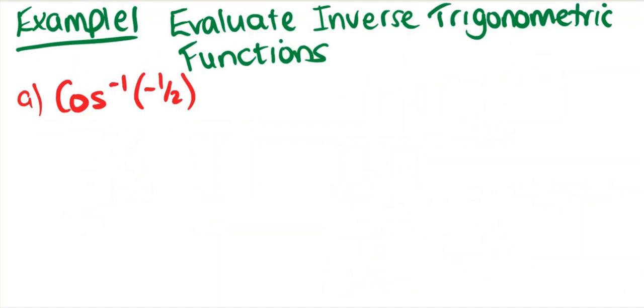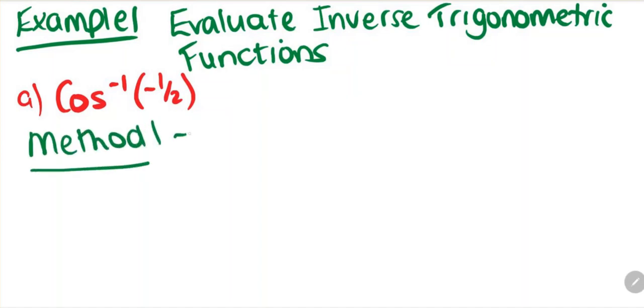Okay, so we're going to look at an example of evaluating inverse trigonometric functions. And our first question is cos to the -1, or the inverse, of -1/2. So we need to find the angle theta, but within the range, and there's two methods to do this. So method 1 is to use the unit circle.